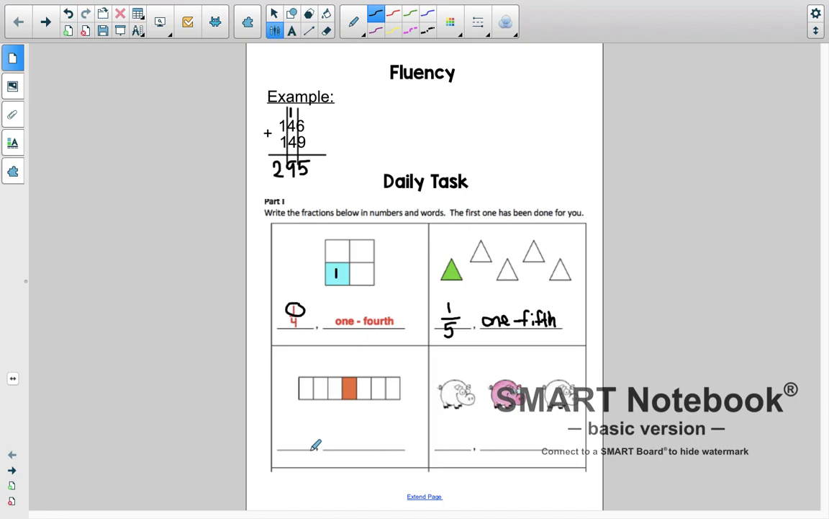All right, let's look at the next one. We have rectangles now. So let's look at it in fraction form. What's going to be on top? 1, because there's 1 shaded. And then how many rectangles are there in all? There's 7. And the way that we say this is one-seventh. And I'm going to write that out and type it because it is easier for me to type it.